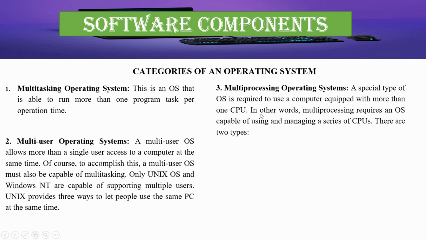Then thirdly, we have multi-processing operating system. It's a special type of OS. It's required to use a computer equipped with more than one CPU. In other words, multiprocessing requires an OS capable of using and managing a series of CPUs.